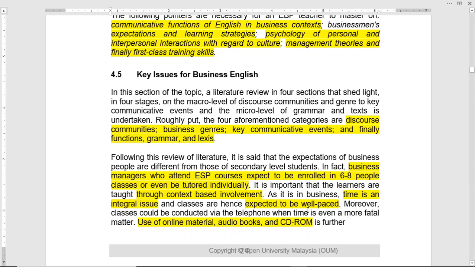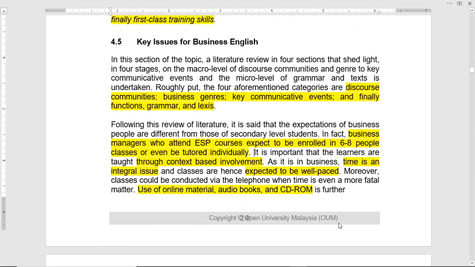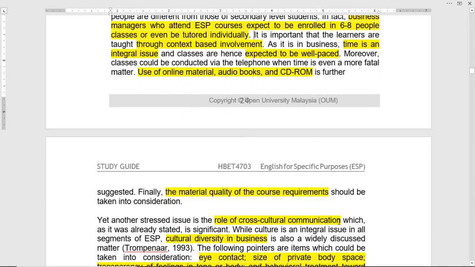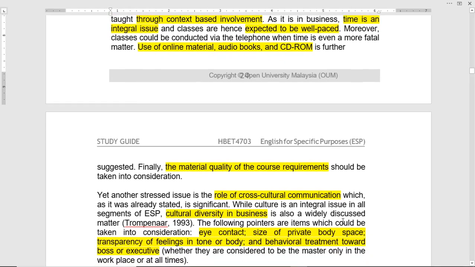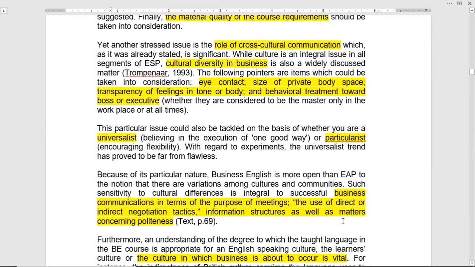So the classes can be conducted via telephone, and also the online materials can be used, such as the internet, audiobooks, CD-ROM, for example, as material quality of the course requires major consideration. Another stressed issue is the role of cross-cultural communication. Cultural diversity in business has to be taken into consideration.